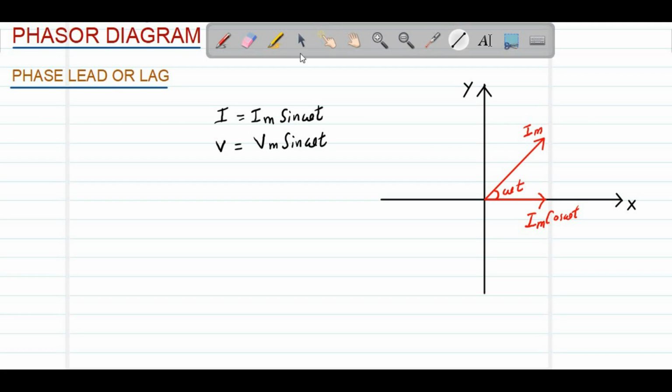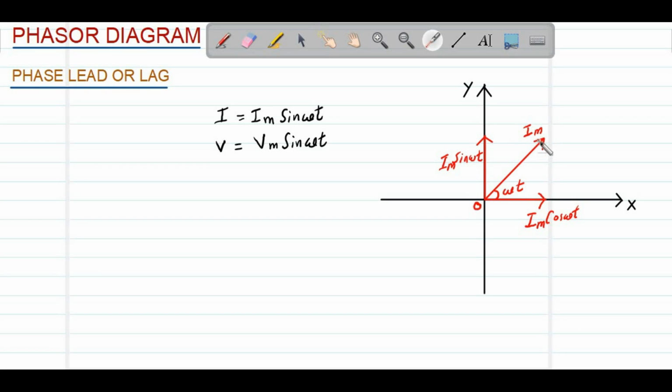The same way, if I take the y component, the vertical component of this vector, its magnitude will be equal to Im into sin omega t. So we can say this vector, that is Im into sin omega t, is the projection of Im on y-axis, or it is a component of Im on y-axis.